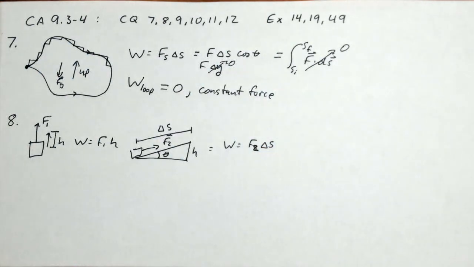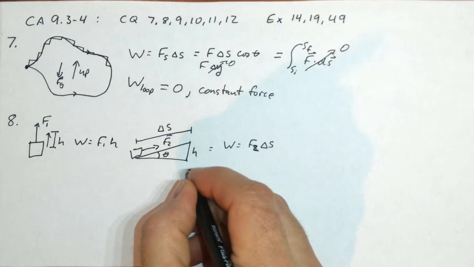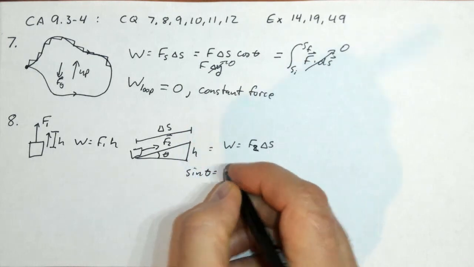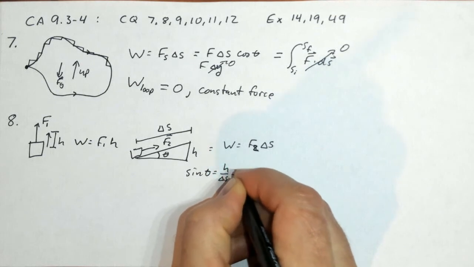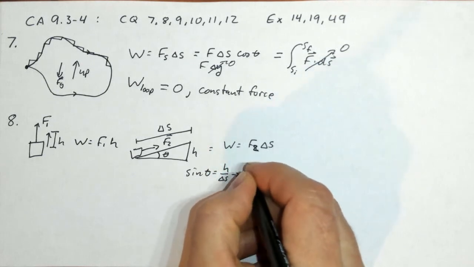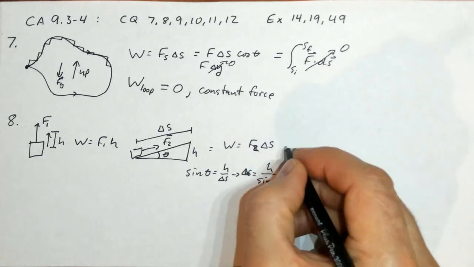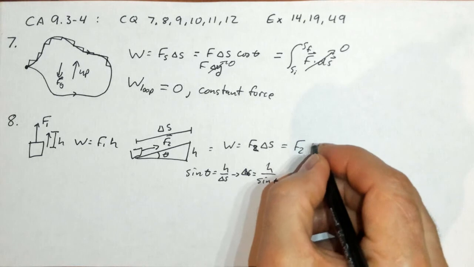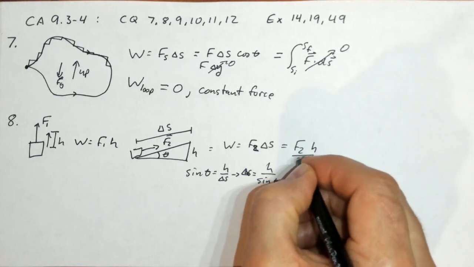All right, how are F1 and F2 compared? How is delta s compared to h? I can see that fairly quickly. Sine of theta is equal to opposite over hypotenuse, h over delta s. So delta s is equal to h over sine of theta. So I can change this: work is equal to F2 times h over sine of theta.